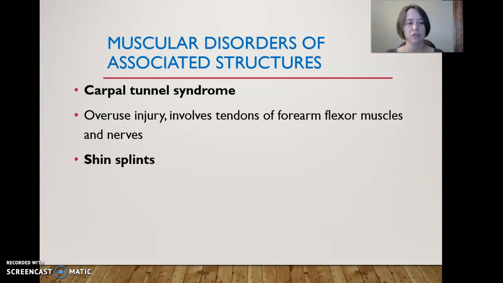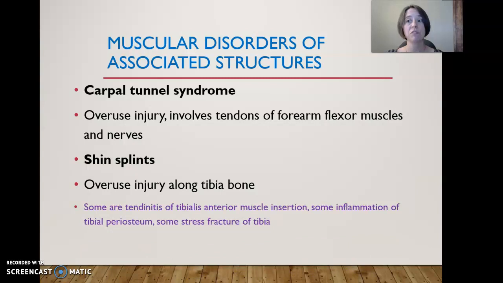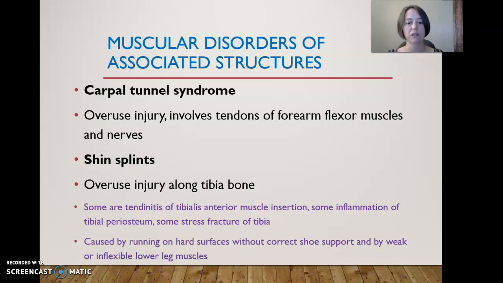Okay, shin splints, which probably a lot of you have had. That is an overuse injury along your tibia bone. And shin splints can be from a number of different things. It could be tendinitis of the tendon where your tibialis anterior muscle inserts up by your knee, kind of high on the tibia. It could be inflammation of the tibial periosteum, which is like the covering on that bone. Or it could be a stress fracture, a little teeny hairline fracture of your tibia bone itself. So there are a lot of different ways it could be. What causes this? It is caused by running on hard surfaces without correct shoe support and by weak or inflexible lower leg muscles. And so we can talk about some exercises you could do to avoid that, particularly if you are in track or cross country.